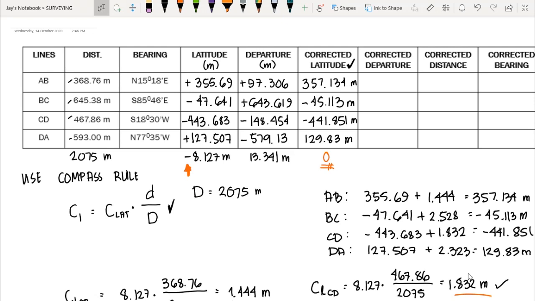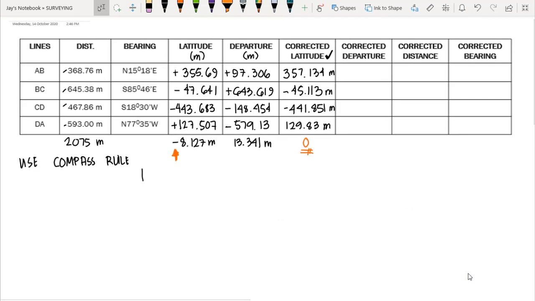Okay, now let's move to the departure. So we compute for the corrected departure. To compute for the corrected departure, we just use the formula which I presented on the first part of this discussion. The correction along the departure is equal to the total error of closure of the departure times the distance over the total distance of that traverse.